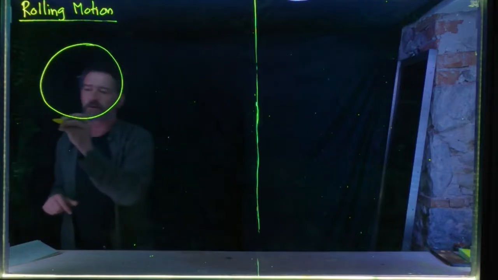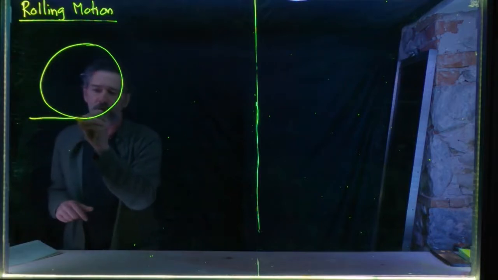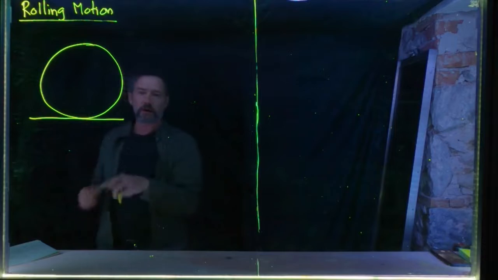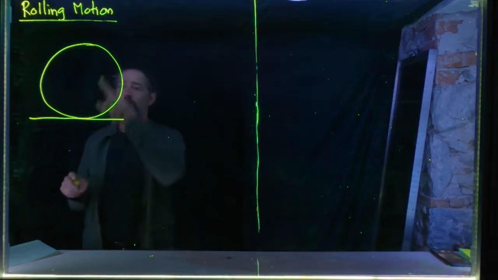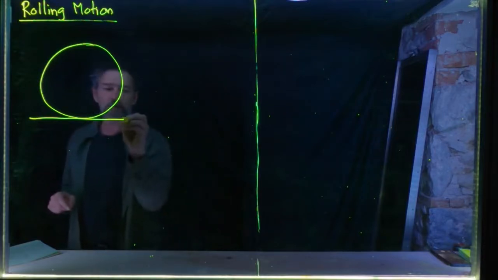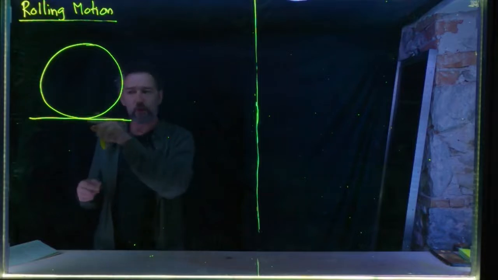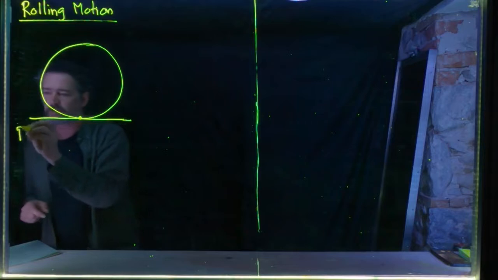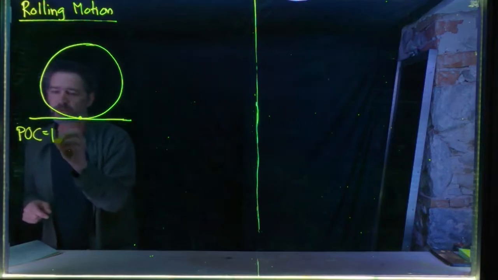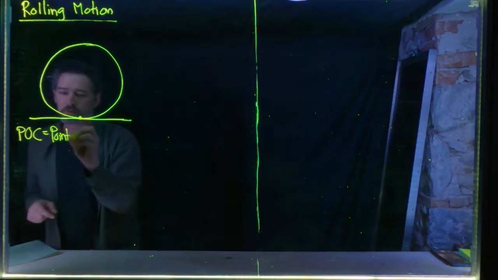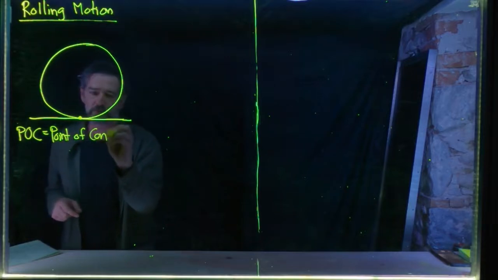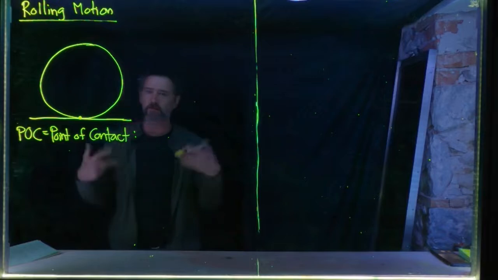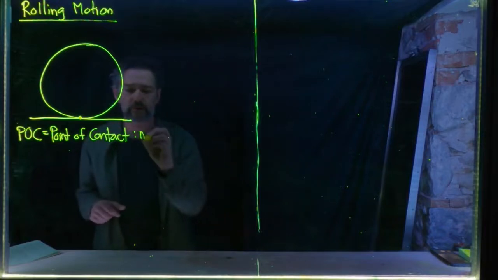And this wheel is rolling along the ground. The point of the rim of the wheel that's instantaneously in contact with the ground is momentarily at rest. So this is the point of contact. POC means point of contact. And the crucial thing about the point of contact is that it is momentarily at rest.